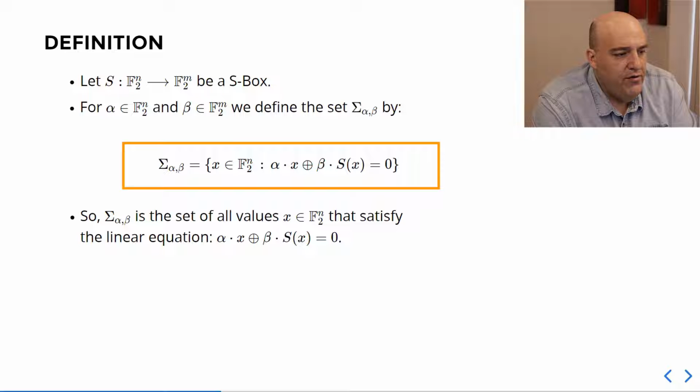Now here's where we start to make a few definitions and notation to start studying this. Let's take any S-box S from F2^n to F2^m, and let's fix some masks, alpha and beta. Alpha is n bits and beta is m bits. And we need a notation for the set of solutions, so let's call that sigma alpha beta. Capital sigma alpha beta is the set of all x in F2^n which satisfy that main equation: alpha dot x plus beta dot S of x equal to 0. So sigma alpha beta is a subset of F2^n. It's the set of solutions to that equation for some fixed alpha and beta.